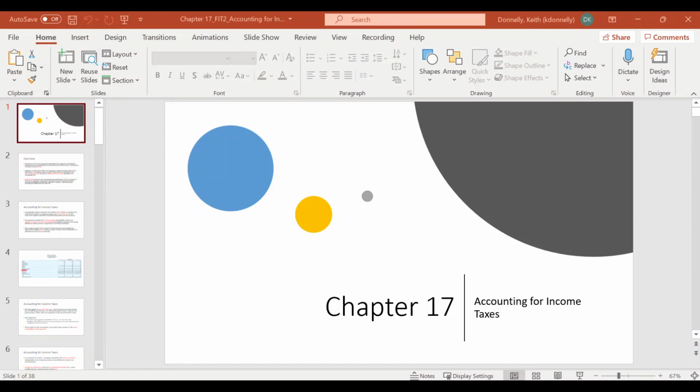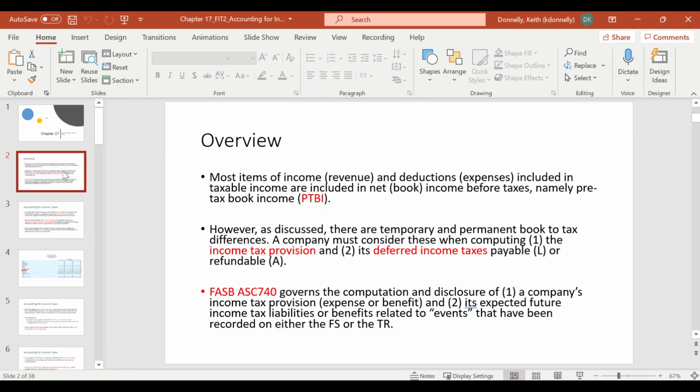Okay, hi everyone. This is going to be the first lecture for Chapter 17. We're dealing here with accounting for income taxes. Thus far we've talked a lot about corporations, right? We talked about how they file the 1120, there's book to tax differences, and we looked at their formation, their operation, and then when the corporation ends.